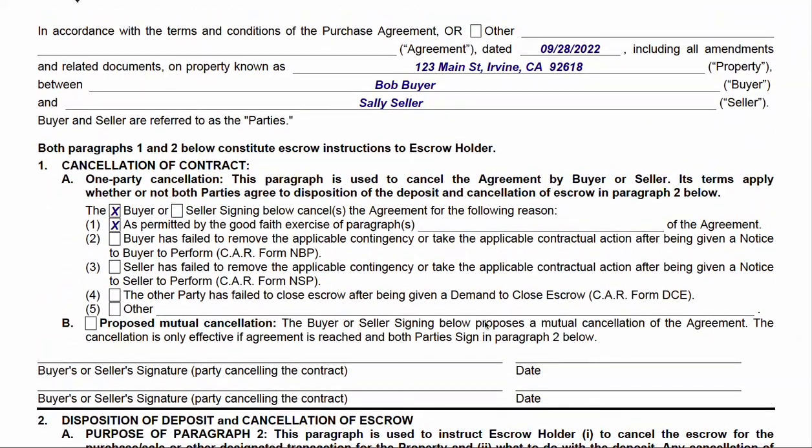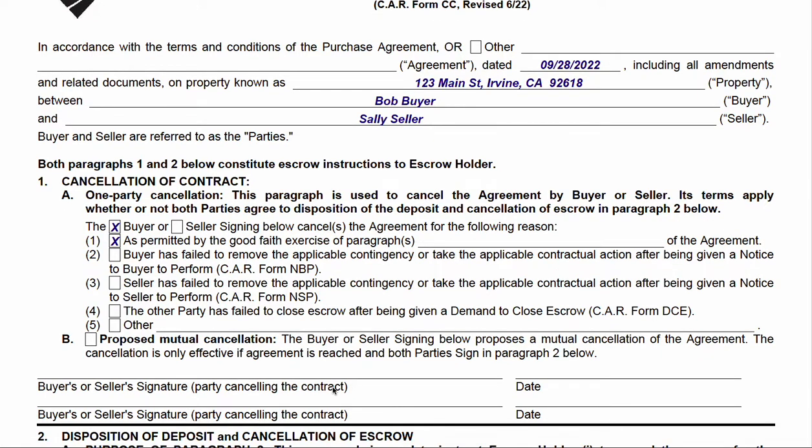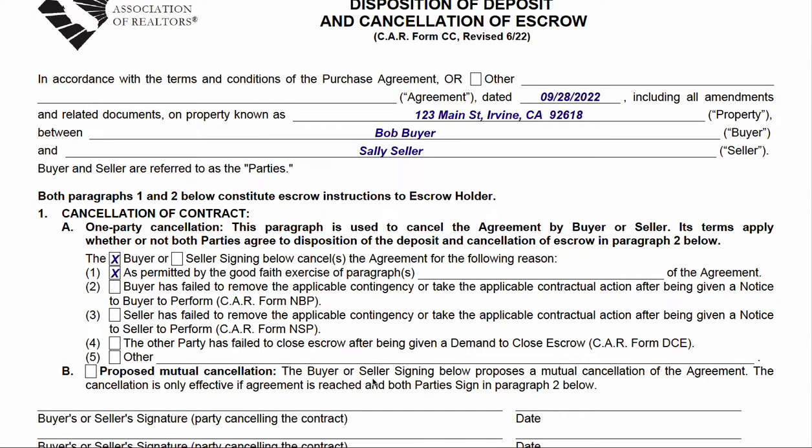This causes a lot of confusion because usually one party initiates cancellation and that party will sign here. So let's say a buyer cancels during the inspection period. The buyer will state their reason. We'll go through this shortly and I'll show you how. Buyer signs here and then delivers this to the seller or the listing agent.